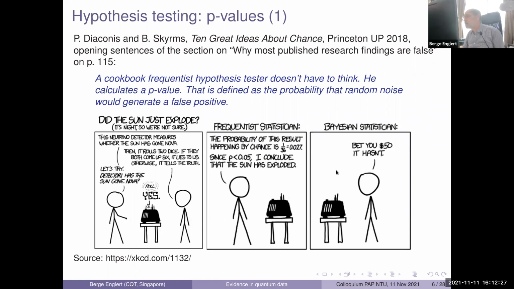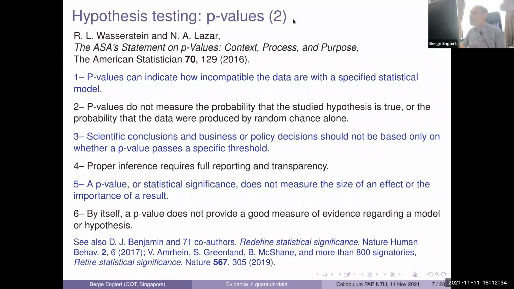The Bayesian statistician is a bit skeptic and he offers a $50 bet. Okay. So now what about hypothesis testing by p-values?